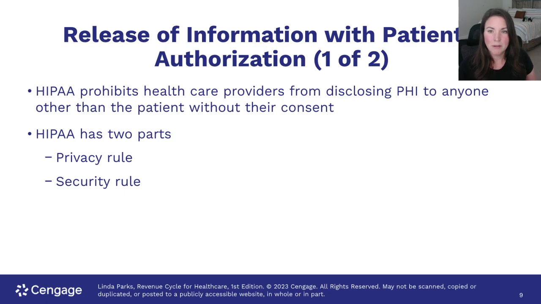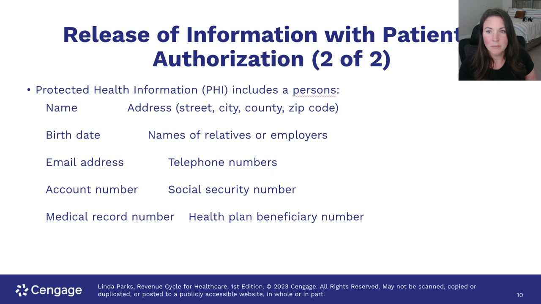Okay, under HIPAA, providers cannot release your PHI or your protected health information to anyone other than you or your authorized representative without your written consent. There are two parts to HIPAA, the privacy rule and the security rule. Okay, we'll get into those a little bit. The privacy rule covers the physical, so think privacy, P, physical, P, the physical security and confidentiality of your PHI in all formats. So paper, electronic, oral, etc.